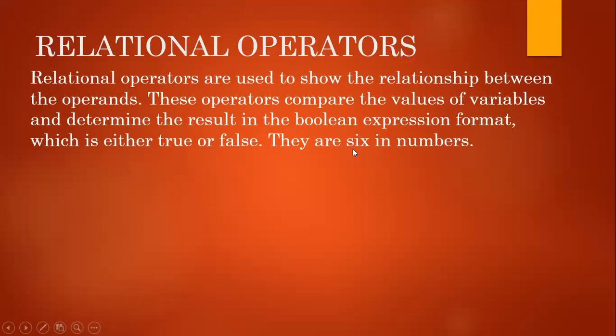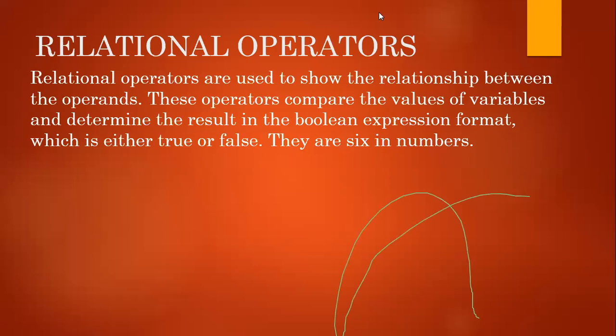So relational operators are used to show the relationship between the operands. These operators compare the value of variables and determine the result in Boolean expression format. So all these relational operators, you will find they will compare the values of variables, or even they can compare the values of constants as well, sorry, and they will give the result in a Boolean format.